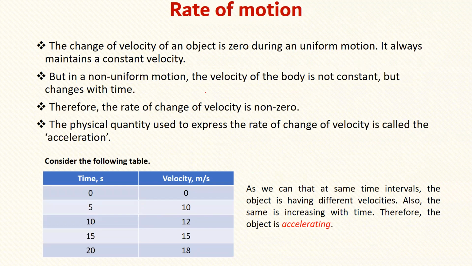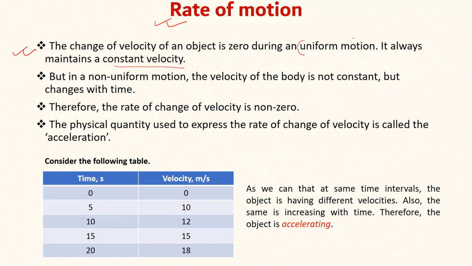So now some more points about the rate of motion of an object. The change of velocity of an object is 0 during uniform motion. It always maintains a constant velocity. Okay, so very interesting thing to note here. So what do you understand by uniform motion?